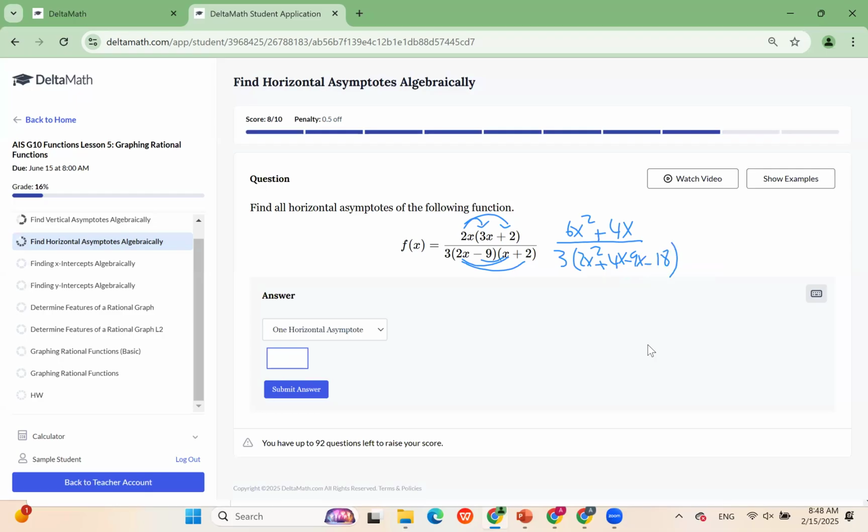Now, we said that we don't care about anything except the highest power. So let's just reject this, this, and this. And we are left with these two expressions here, 6x power 2 over 6x power 2. We can cancel these out, and 6 over 6 equals 1. So y equals 1 is our final answer.